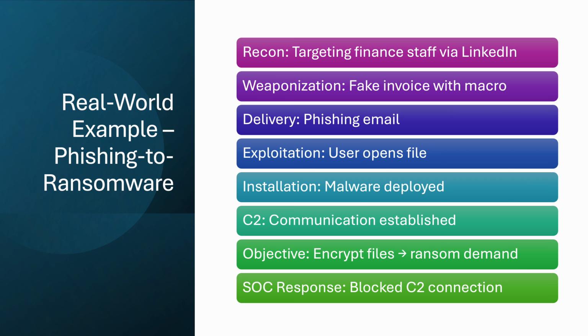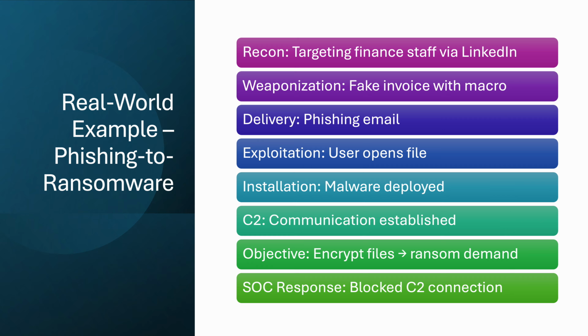Imagine an attacker researching a company's finance department on LinkedIn. That's reconnaissance. They build a fake invoice with a malicious macro. That's weaponization. They send that email to an employee. That's delivery. When the victim opens the document, the macro runs and installs malware. That's exploitation and installation. The infected machine connects back to the attacker's command and control server. Finally, the attacker encrypts the company's files and demands payment. That's the final stage, actions on objectives.